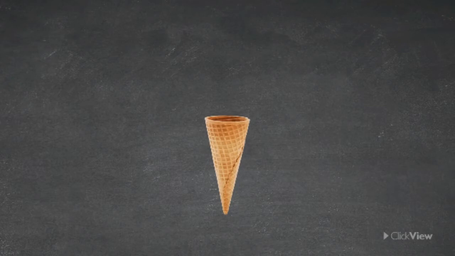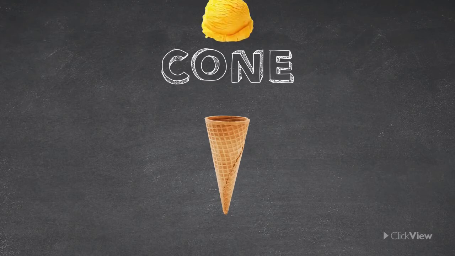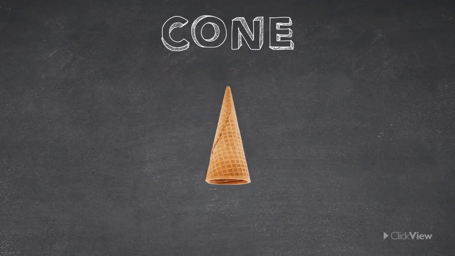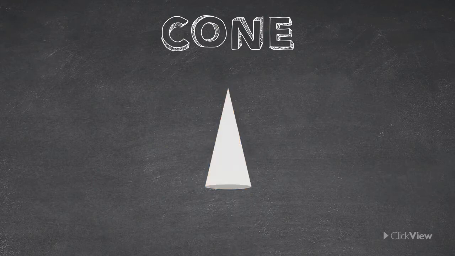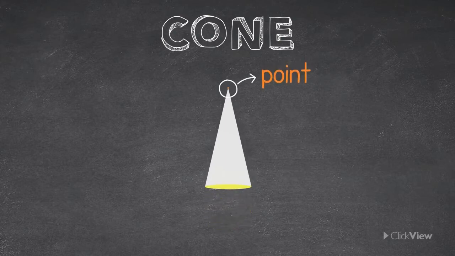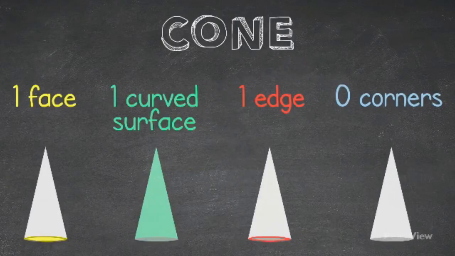Which 3D shape is this? Great going, first graders! This is a cone, not an ice cream unfortunately, but it is the same shape. A cone has a circle at its base and a point at the other end. A cone has one flat face and one curved surface.